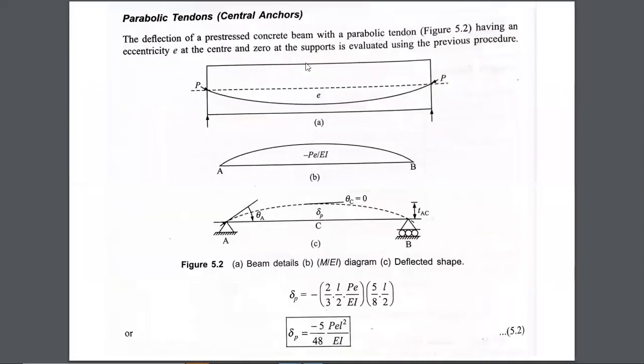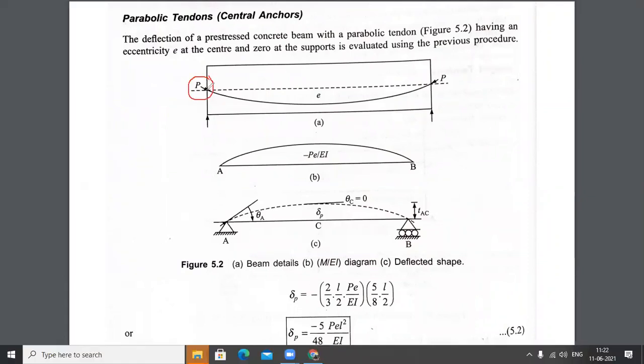Next come to the parabolic tendon. In this parabolic tendon, you can see the prestressing force is applied at the center of the cross section of the beam and has some eccentricity e. So this is the bending moment diagram.